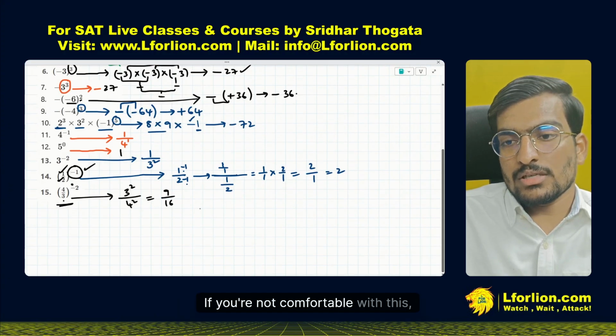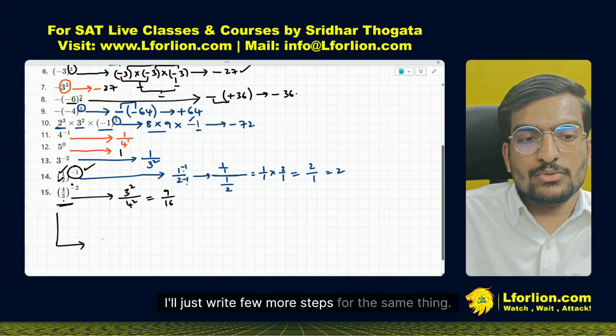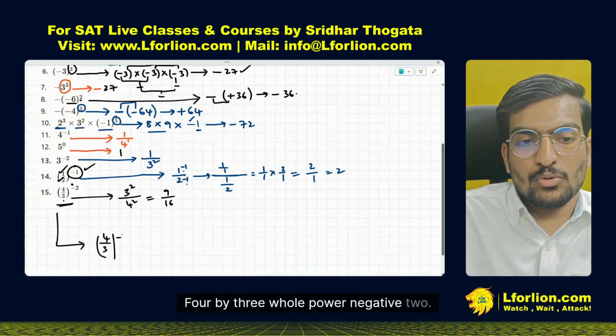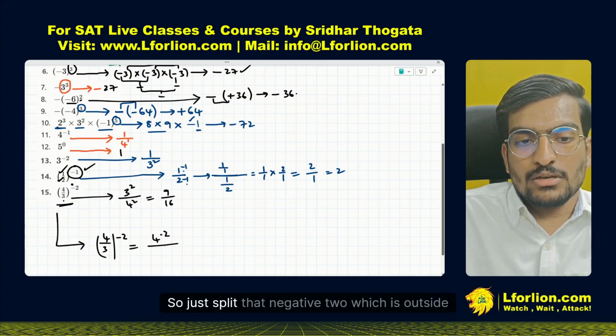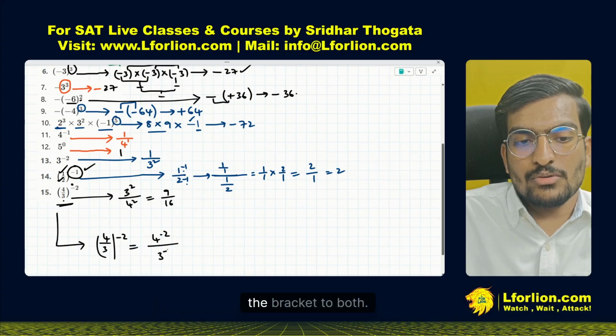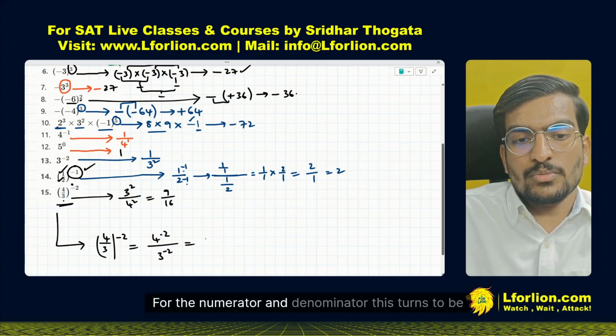If you're not comfortable with this, I'll just write a few more steps for the same thing. 4 by 3 whole power negative 2. So just split that negative 2 which is outside the bracket to both the numerator and denominator.